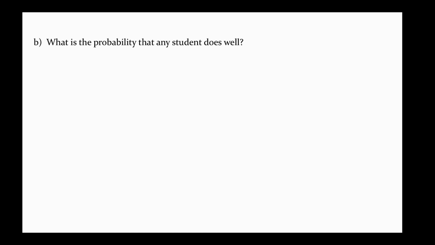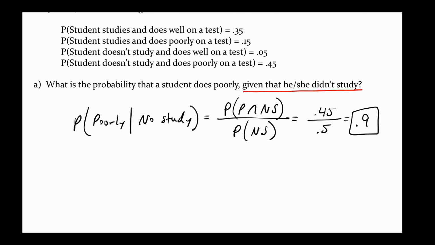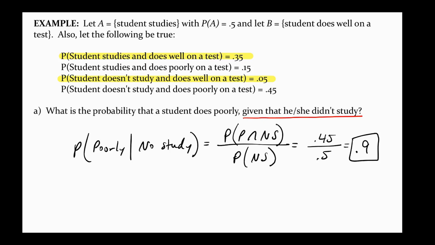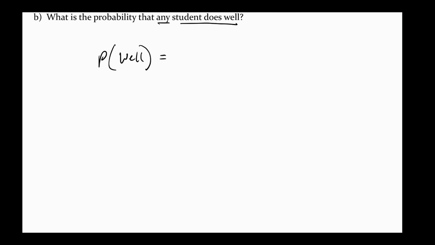Last one, what is the probability that any student does well? Any student does well. 0.35, 0.05. Because you add up the two lines that they did well. You go find the true paths that they did well. They did well right here, and they did well here. Those are the only two paths where they did well, right? So you add them together. 0.4.